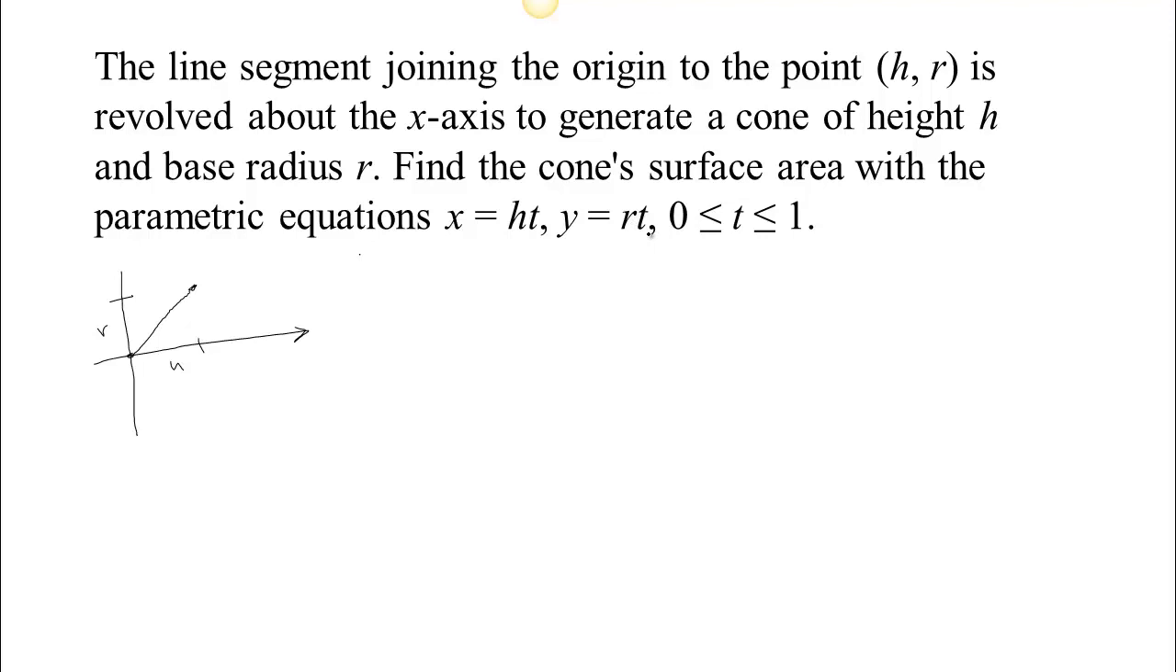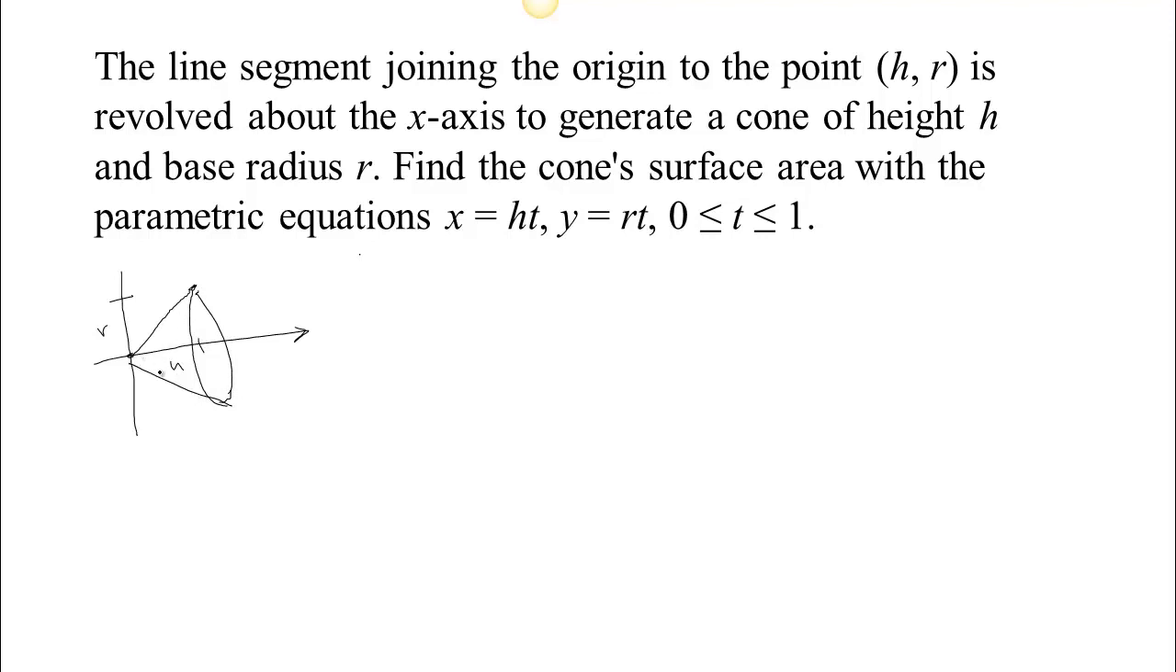You can see that works perfectly because the slope of this would be, let's see, dy/dt is r and dx/dt is h, so the slope is r over h, right? And it goes to the origin. So we've already got the parameterization. If you rotate this, or revolve this, around the x-axis, then it's going to create a cone.